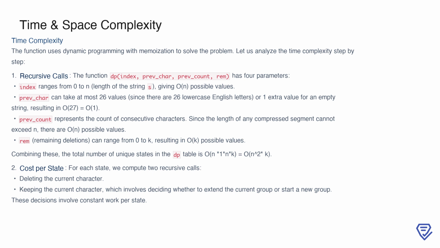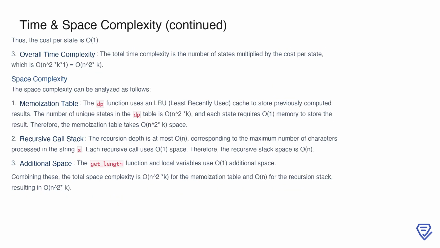When we combine these, the total number of unique states in our memoization table is n*1*n*k, or equivalently, n²*k. For each of these states, we perform 2 key operations. One involves deleting the current character, and the other involves deciding whether to extend the current group or start a new one. These operations require constant work, or 1, per state. With the cost per state being 1, we can now determine the overall time complexity. Since we have n²*k unique states and 1 work per state, the total time complexity becomes n²*k.